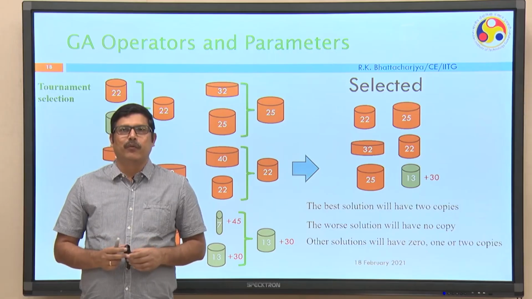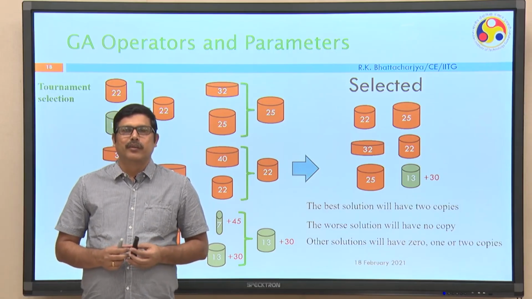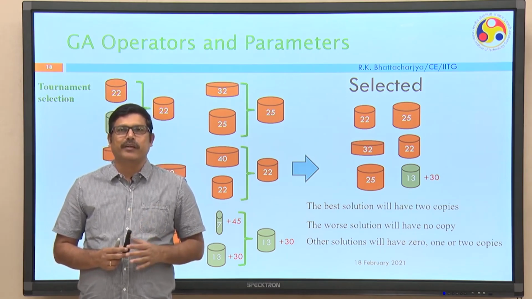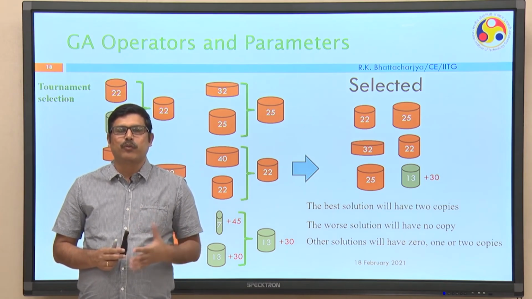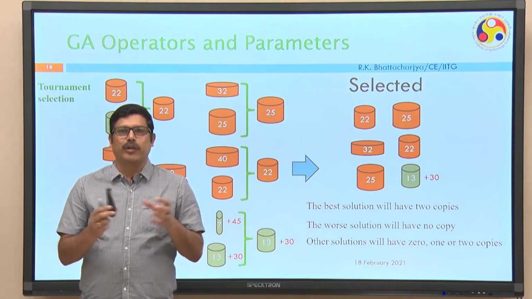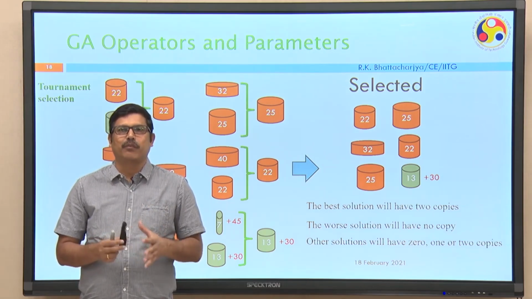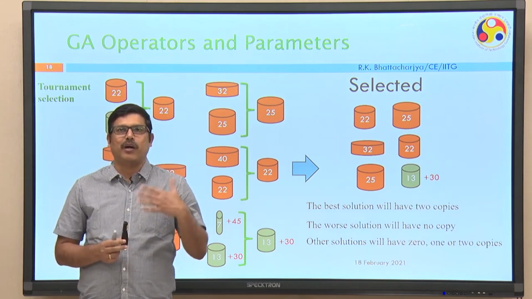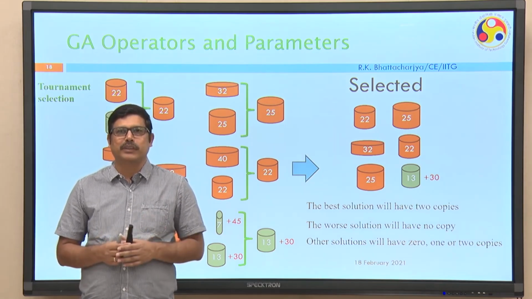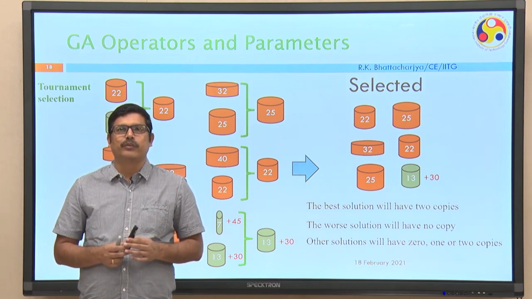Hello students, welcome to the course again. In the last class we discussed the genetic algorithm. I introduced what a genetic algorithm is, and I also showed you the simple genetic algorithm flow chart, basically how we approach a problem using a genetic algorithm. I showed you the flow chart and also the pseudocode.